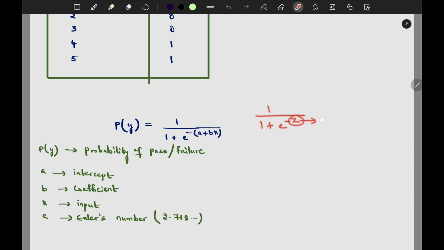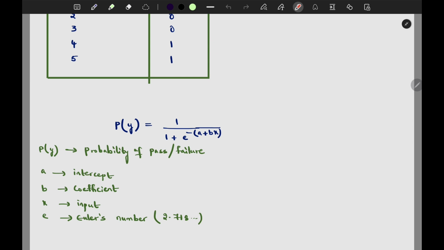And here z is nothing but the equation of the straight line, which is a plus bx. So we already know a equals the intercept, b equals the coefficient, and x will act as an input. If I want to know, for a person studying for 10 hours or for 0 hours, what could be my probability, then I'll use those values in place of x. The value of e is Euler's number, which is 2.718. And P of i is the probability of either pass or failure.